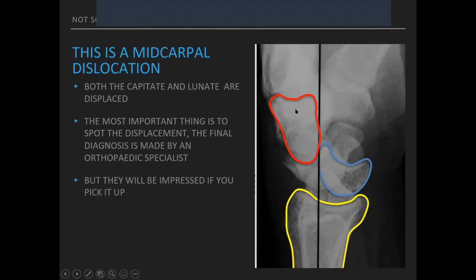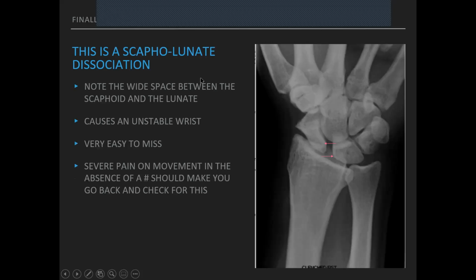All right. So what is the problem with this? The problem is that if you don't pick it up, this is an unstable wrist. There's not a single fracture here. But if you leave this patient alone, they're going to have an unstable hand. They'll never be able to use that hand. The longer you leave this dislocation, the harder they are to repair. Okay. So this is one that we need to see.